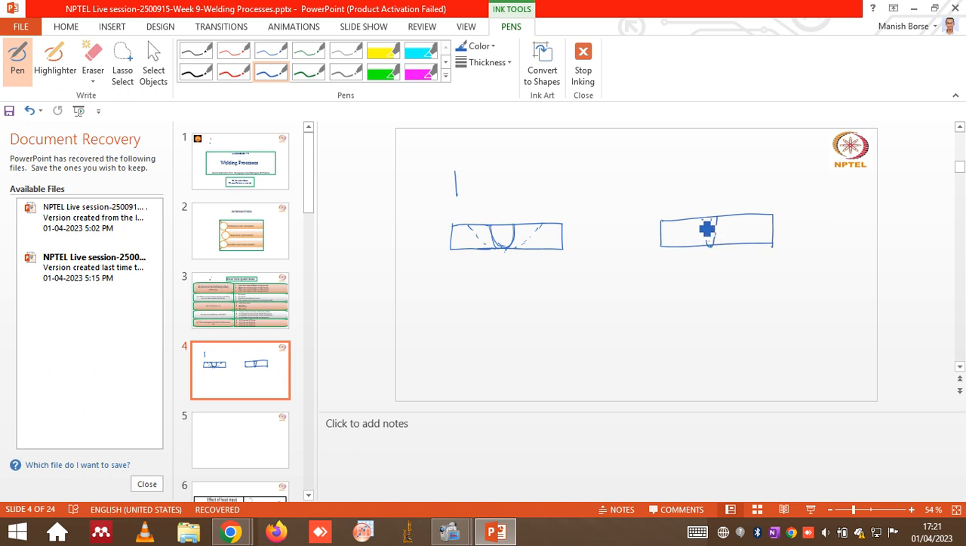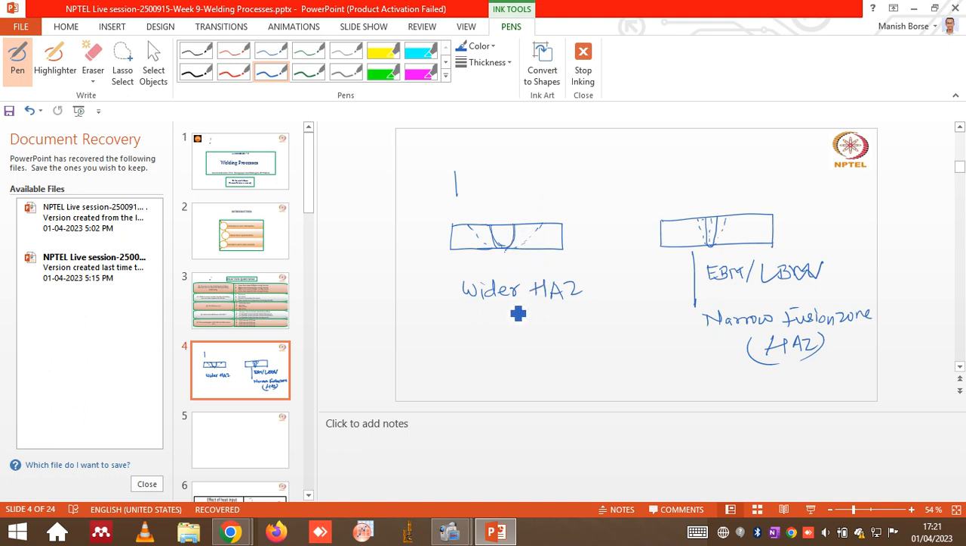And in the case of high power energy density processes like electron beam welding or laser beam welding, we get a narrow fusion zone, and a narrow heat affected zone also. Here in the case of arc welding processes, or conventional welding processes, we get a wider heat affected zone.